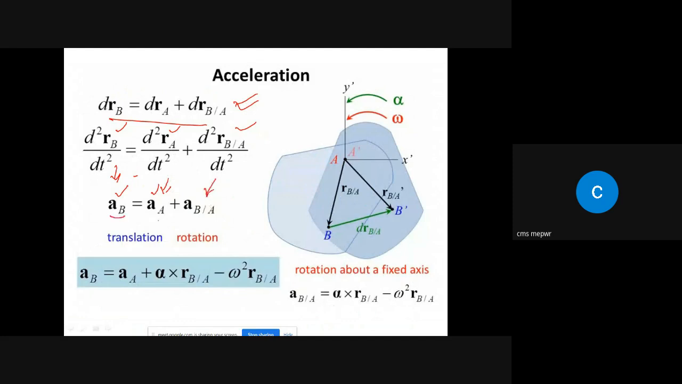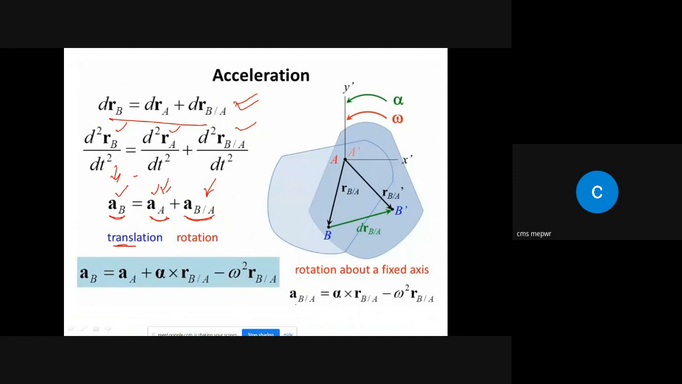So AB will be equal to AA if it is only having translation. But here we are having general plane motion, so to incorporate rotation we have this second term. And similar to the relationship between linear velocity and angular velocity, we also have a relationship between angular acceleration and linear acceleration, which was derived in our previous classes.